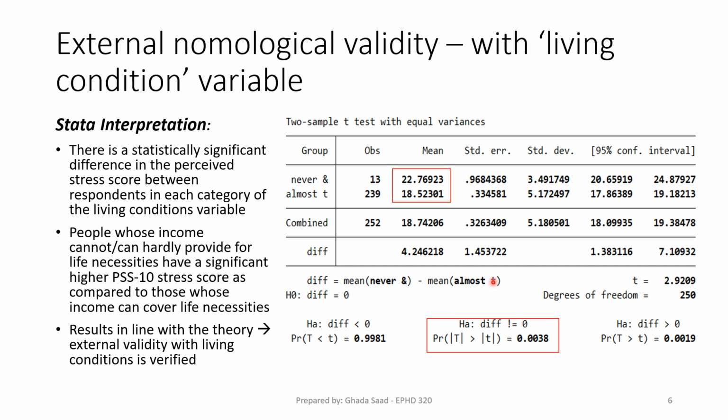So we look at the p-value over here, and the p-value is 0.0083. Hence, we reject the null hypothesis that the means are equal and conclude that those who cannot or are hardly able to cover life necessities have a higher perceived stress score compared to those whose income can cover necessities. And this is in line with the theory, and external validity is once again verified here.